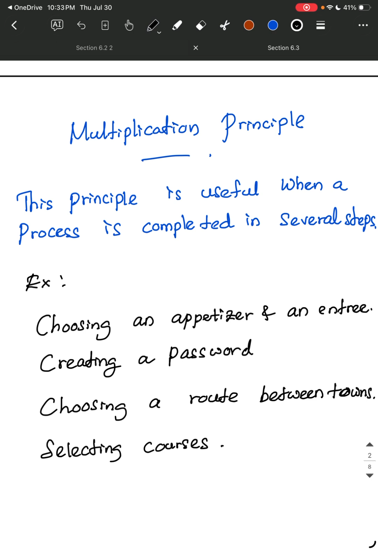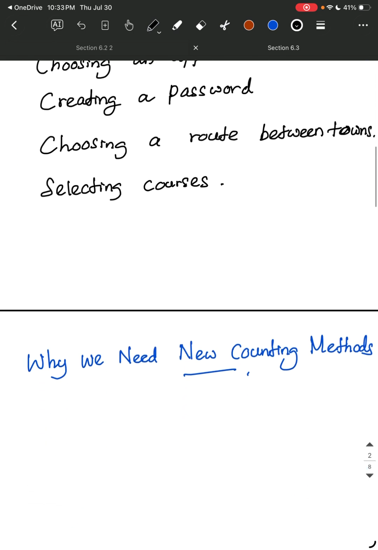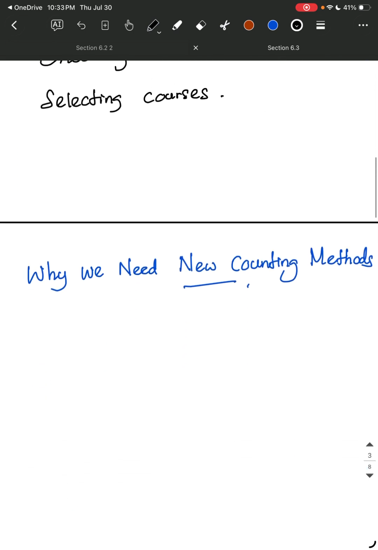Okay, let's see why we need a new counting method. Some counting problems are simple enough that we can list every possible outcome. But listing becomes difficult when the number of possibilities grows.